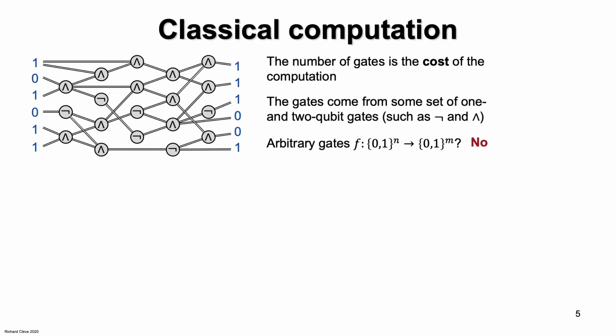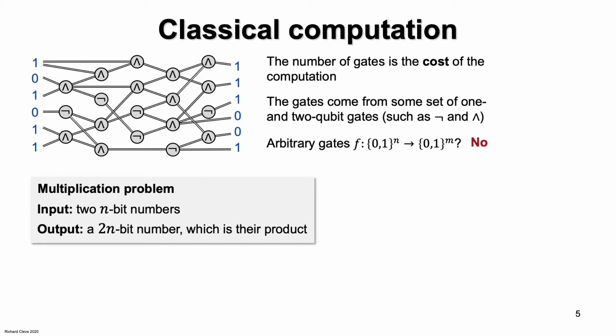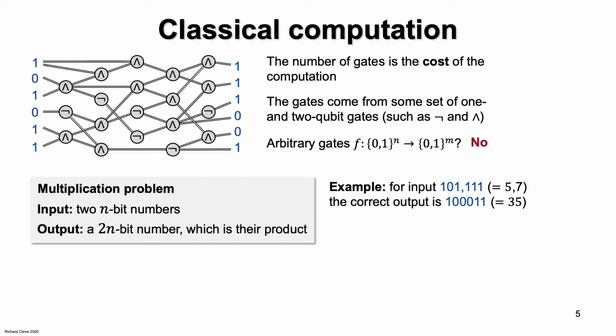Okay, let's consider the multiplication problem, where one is given two n-bit binary integers as input, and the output is their product. For example, the product of 5 and 7 is 35. But think of the number of bits n as being quite large, larger than the number of bits of the arithmetic logic unit of your computer. Do you know of an algorithm for performing this?